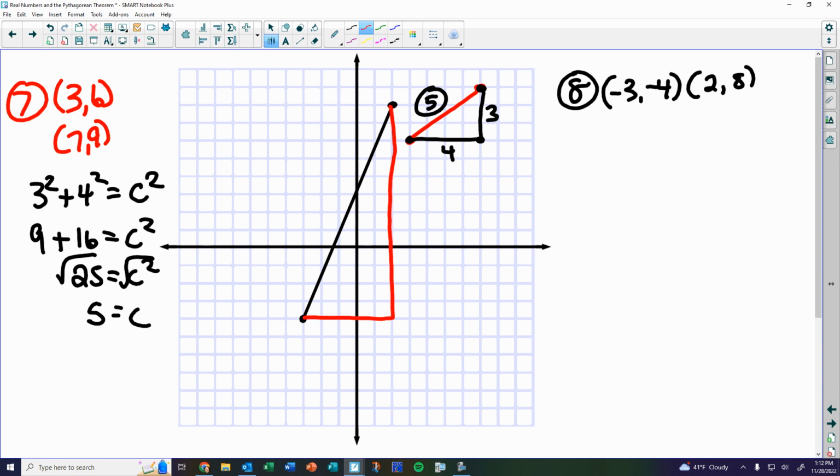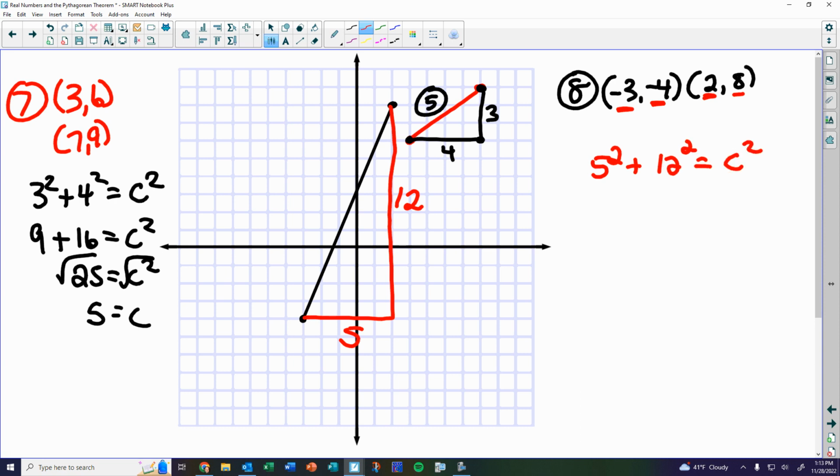Right. So what's the distance from here to here? 5, and here 12, right? Now, without drawing a triangle, you could have looked and said, okay, the distance from -3 to 2 is 5, and the distance from -4 to 8 is 12, because you know you're looking for the hypotenuse.